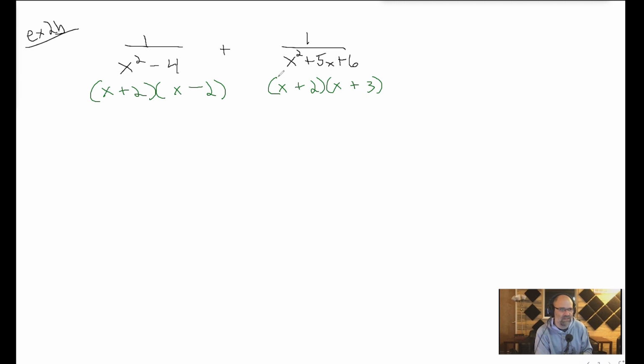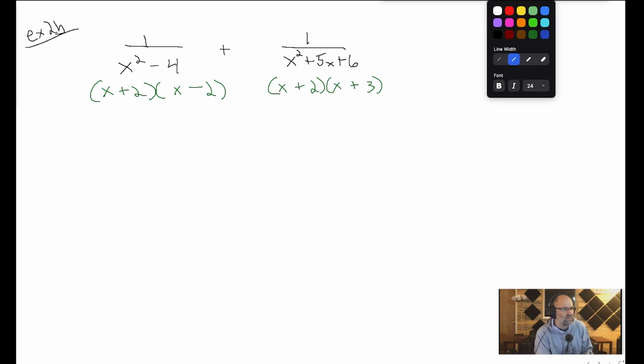These x's have nothing to do with each other because they're inside a sum. So these are separate factors. They're chubby factors, but they're factors. So you have to keep them separate. So in the least common denominator, you don't have to include this x plus 2 twice. You just have to include it once. Remember, we want this one to look like this, and we want this one to look like this.